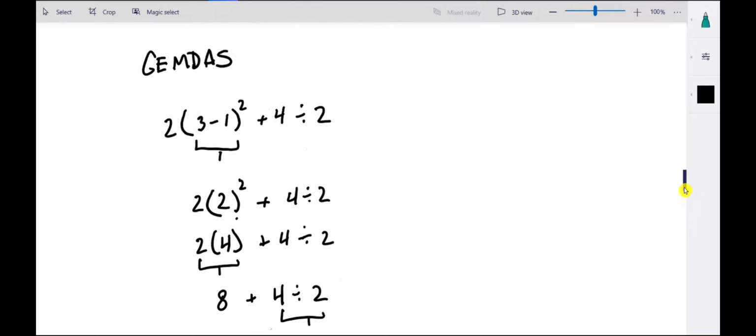So I just wanted to make sure you had a good foundation for GEMDAS. If you need a little more help with it, I'll link a few things in the description. You can also ask questions if you'd like.